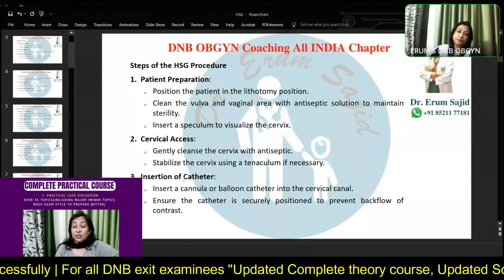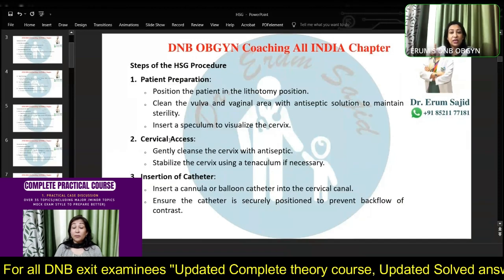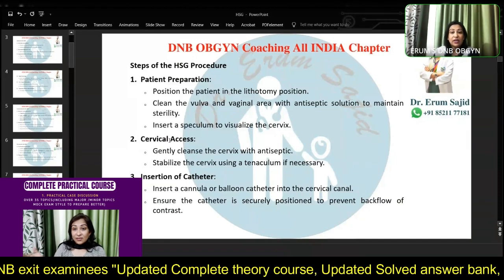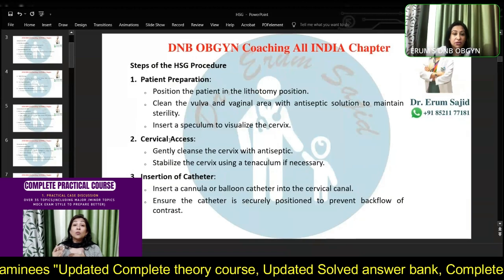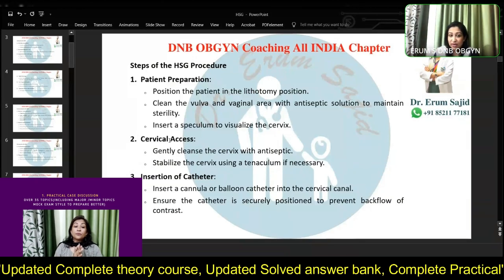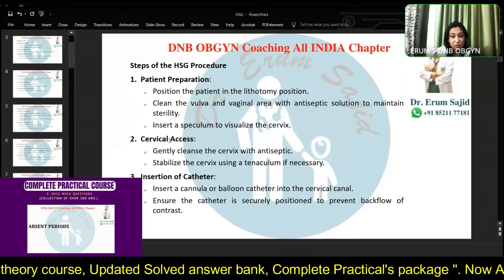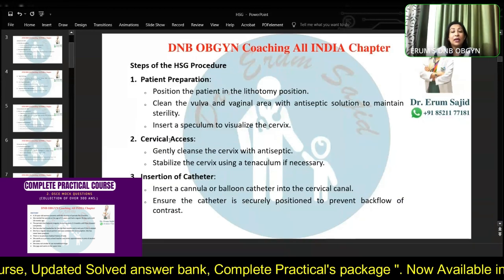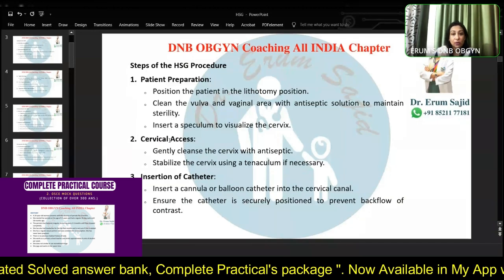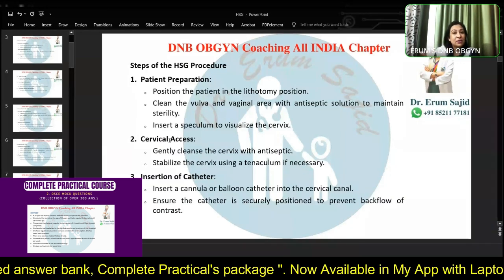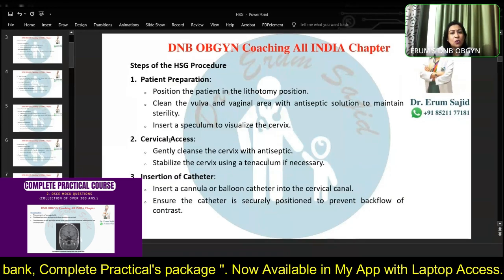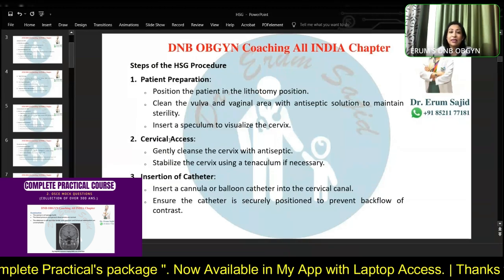Now, what are the steps? You position the patient in a lithotomy position. You clean the vulva and vagina with antiseptic, and you drape the patient. Then you insert a speculum to visualize the cervix, and you clean the cervix with antiseptic. You stabilize the cervix using a tenaculum and then insert a cannula. You usually have these HSG cannulas, which mostly come in 3 sizes: one very narrow, one in between, and one a little dilated.